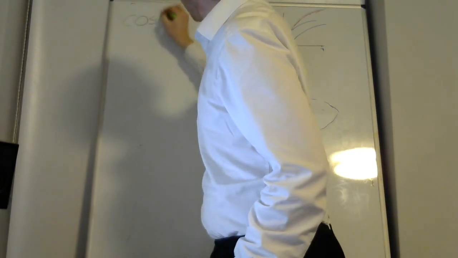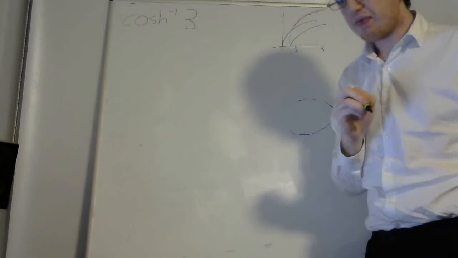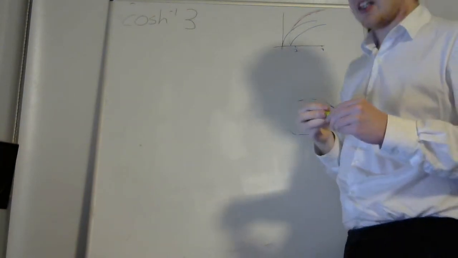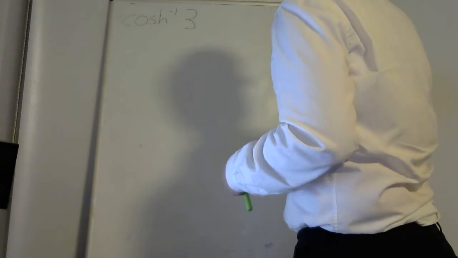Part B is in the formula booklet as well. What is cosh minus 1 of 3? It's a show that question, so the answer's in the exam. Cosh minus 1 of 3. Just going to see if I've got a slightly better black pen. Definitely not that one. Yeah, that one's better.